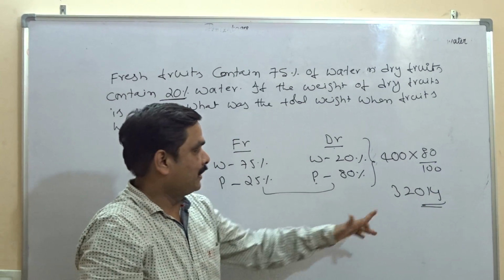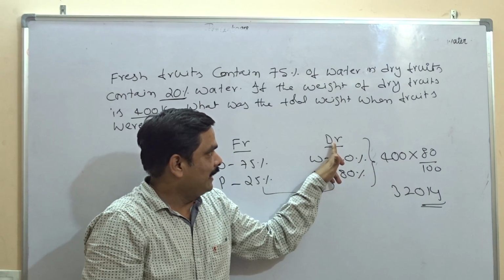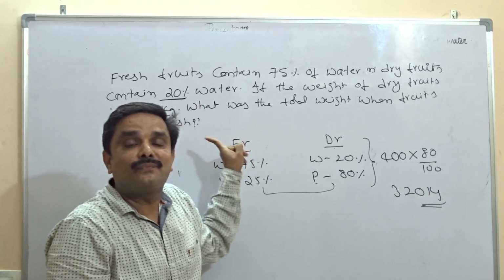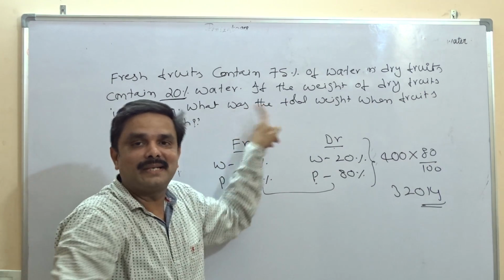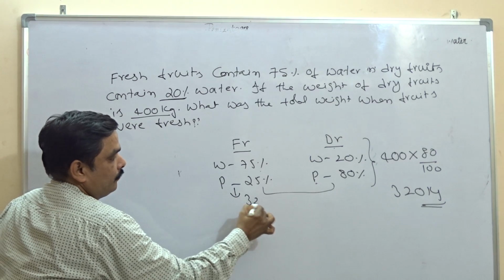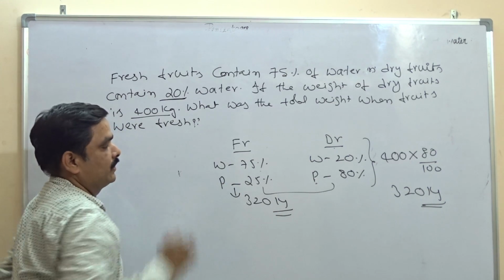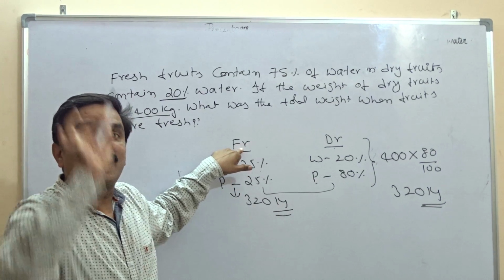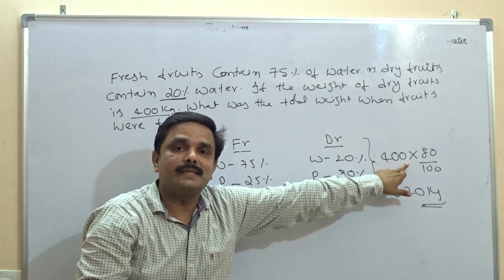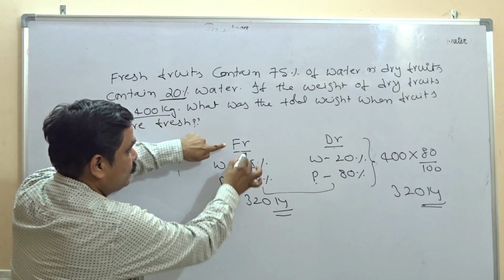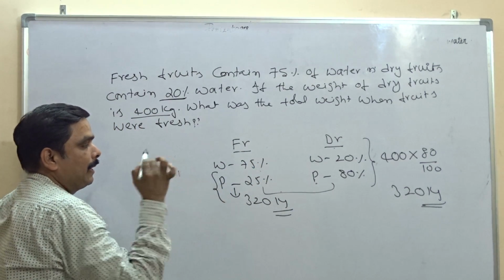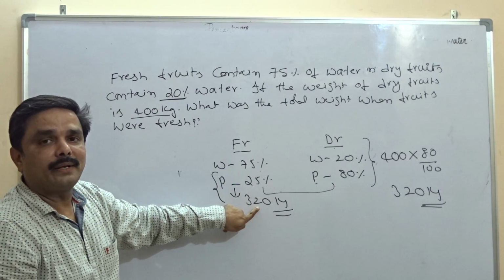Now the simple point, everybody can understand this. When in dry fruits the quantity of pulp is 320 kgs, when it was fresh, there also the quantity was 320 kgs only. So here also the quantity of pulp is 320 kgs. Now my question is, when it was fresh, what was the total weight? When it was dried, it became 400 kgs. Now very simply, I can find the fresh weight with the help of pulp percentage and quantity.